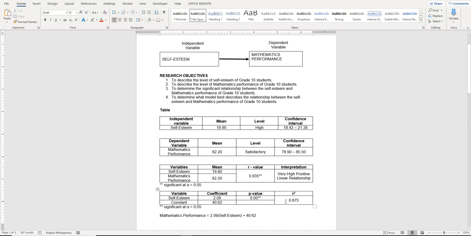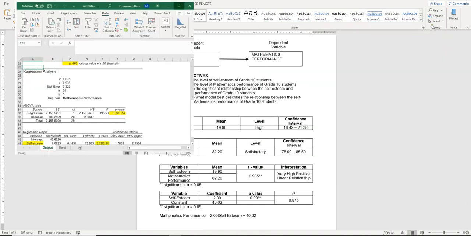Now, R squared here will tell us, we can visualize that 87.5% of our data is explained by the model. The other percent is actually affected by other factors. So only 87.5% of the data is being explained by our model.